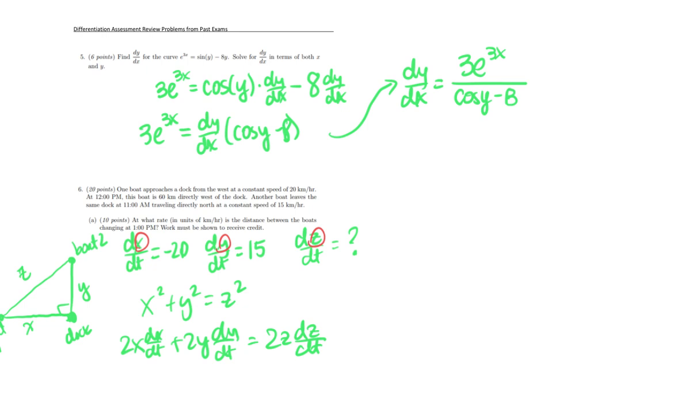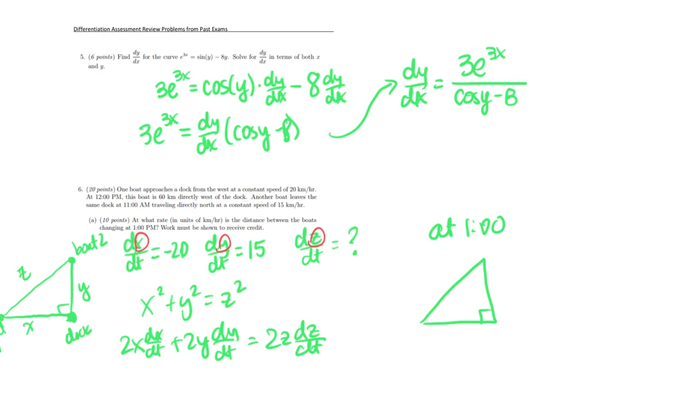It's asking at what rate the distance between the boats is changing at 1 p.m. So I have to do some reasoning about what is happening at 1 p.m. to find the lengths x, y, and z so that I can plug in those values. I'm just going to make another triangle over here that says at 1 o'clock, I can find the values of x, y, and z. So let's think about them one at a time.